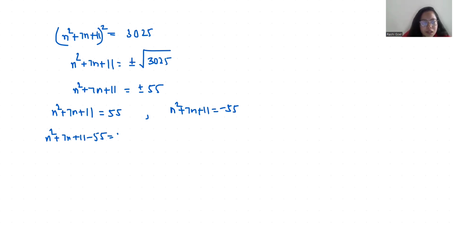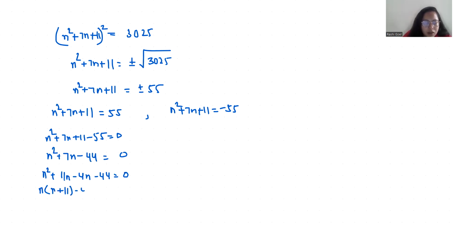So n square plus 7n plus 11 minus 55, 11 minus 55 is minus 44. It's equal to 0. This is 7n and I can write it as 11n minus 4n minus 44 is equal to 0. From the first two terms n is common, n plus 11, and from minus 4 is common, n plus 11 is equal to 0. Now n plus 11 is common, (n plus 11)(n minus 4), n is minus 11 and 4.